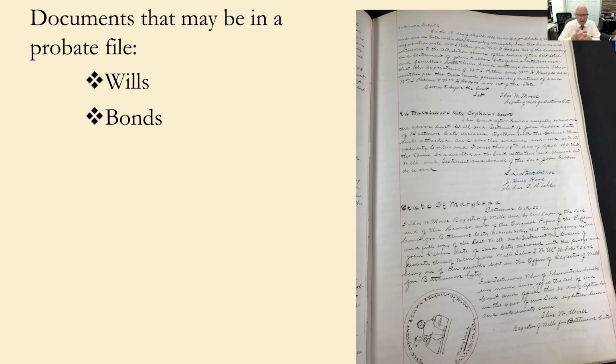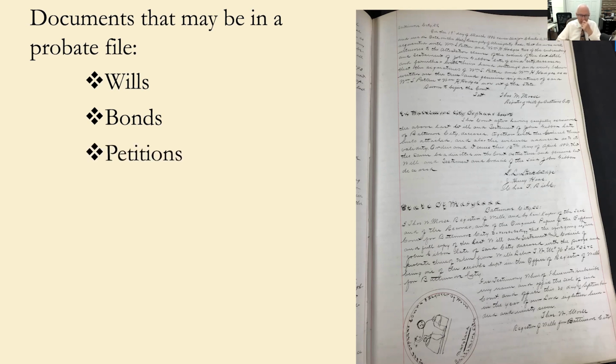Basically, the bonds were there to ensure that the executor did what they were supposed to do and distributed the property the way it was supposed to be distributed. And so there's another document there that says this is how much this executor had to put up with the court as an insurance policy, assuring that the property would be handled properly.